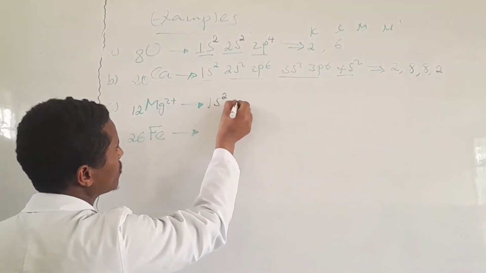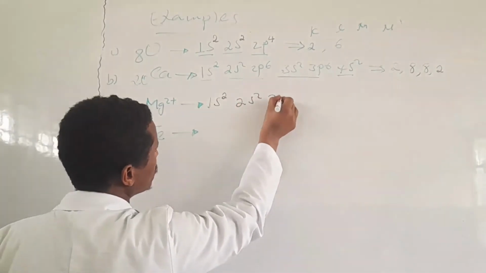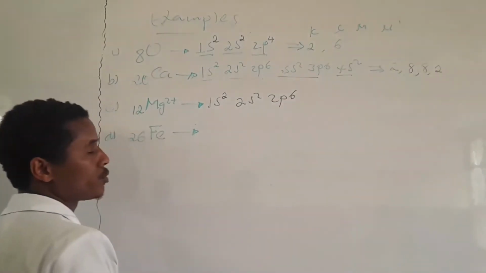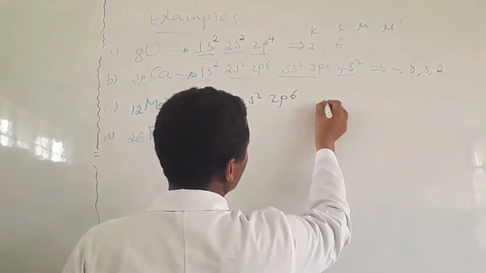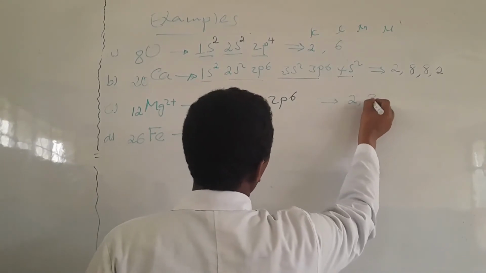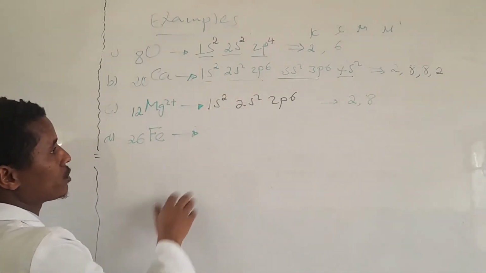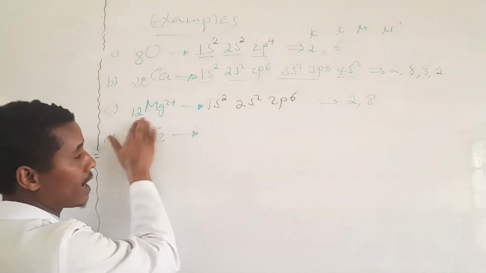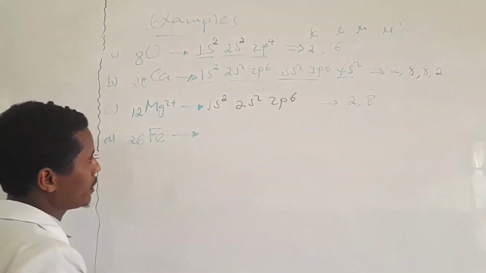1s2, 2s2, 2p6. This implies 2, 8. Because 2 electrons are lost, 10 electrons are arranged in the SPDF configuration.